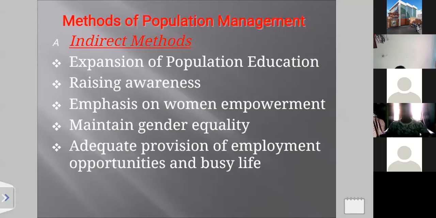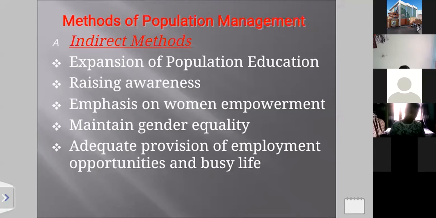In our previous week, we had discussed some of the direct methods: delay marriage, the first direct method, birth spacing, controlling migration, use of contraceptive devices, and legal abortion. And in the previous class, I also told you the definition and meaning of population management. Population management means, especially, to manage the population we should reduce the high birth rate.